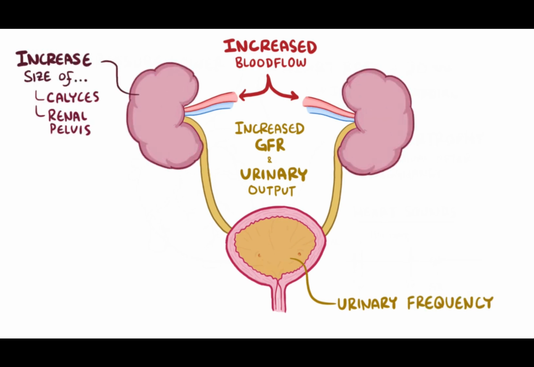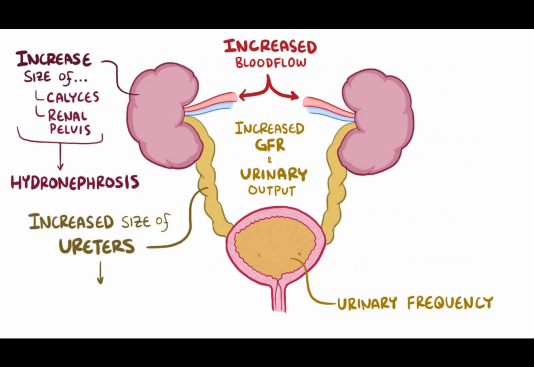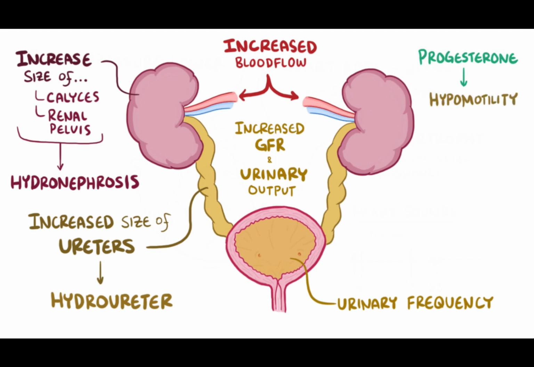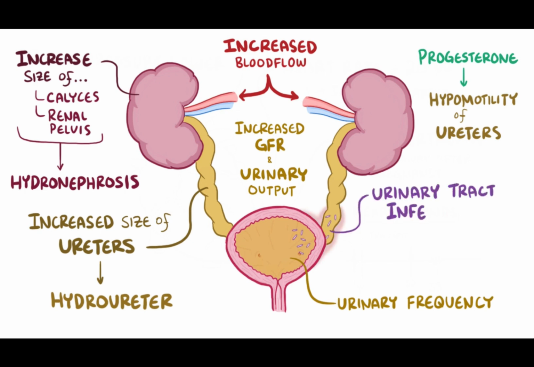It turns out that the kidneys compensate for the extra workload by increasing in size, causing the calyces and renal pelvis to dilate, resulting in physiologic hydronephrosis, and increasing size of the ureters, causing physiologic hydroureter. In addition, progesterone causes hypomotility of the ureters. The increased capacity to store urine and the hypomotility in the ureters results in urinary stasis in the kidneys and increases the risk of an upper urinary tract infection.